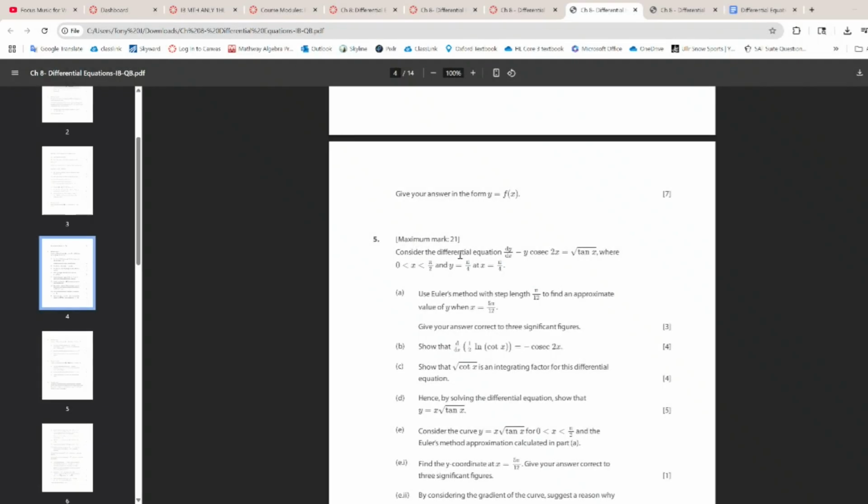Question part A asks us to use Euler's method to find this equation when x equals 5 pi over 12. And we do have all the information. We have the initial values for x and y, we have the step, as well as the differential equation itself. So let's jump over to the whiteboard.